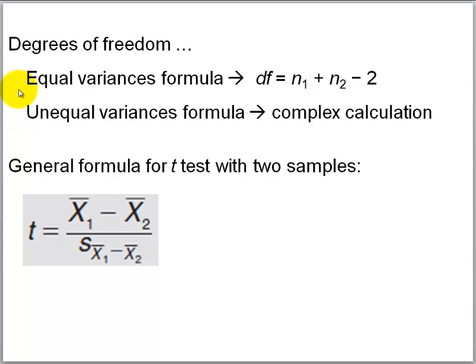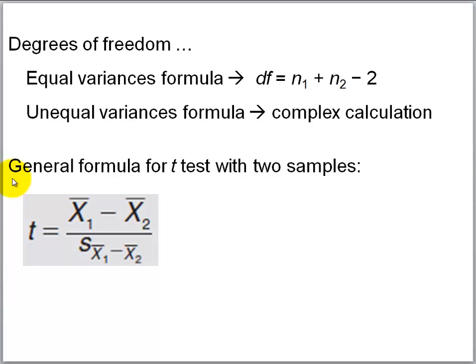Here are the degrees of freedom for the two formulas. Degrees of freedom are straightforward for the equal variances formula: the sample size in sample 1 plus the sample size in sample 2 minus 2. And for the unequal variances formula, this calculation is complex, and you don't need to learn this formula.